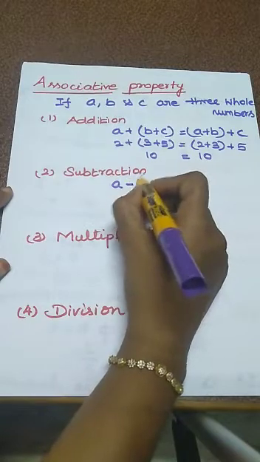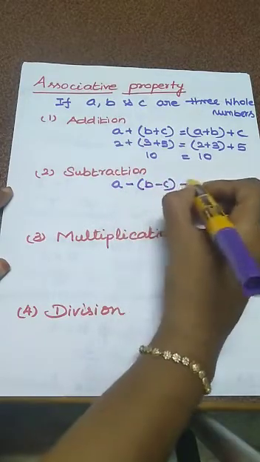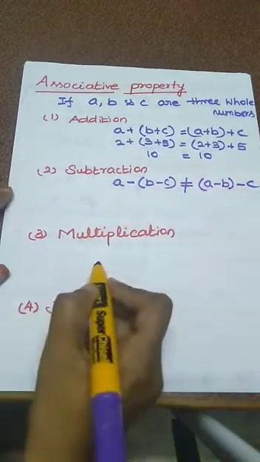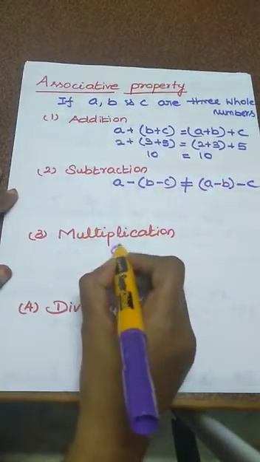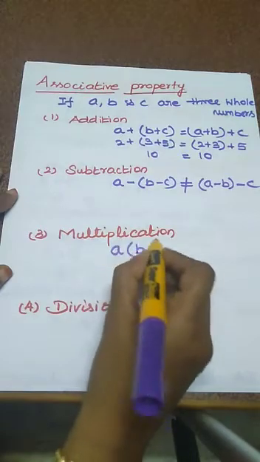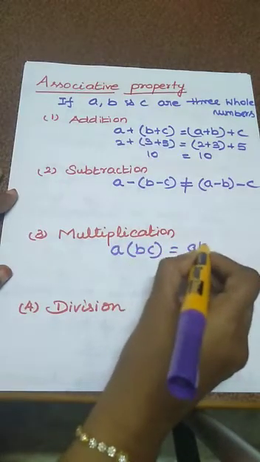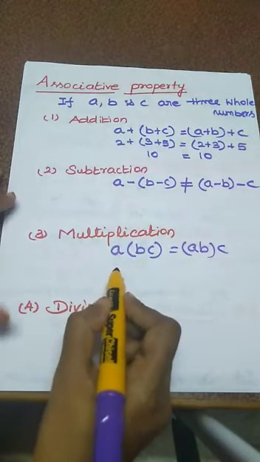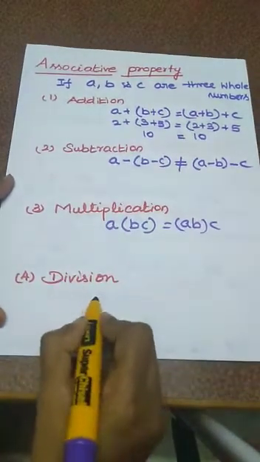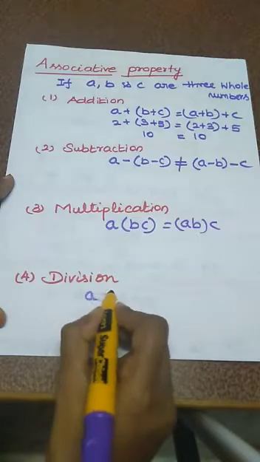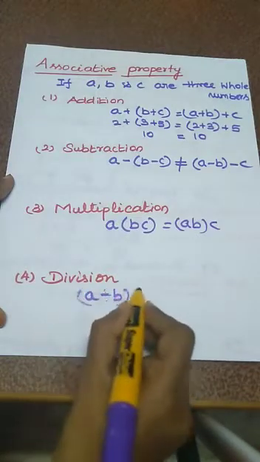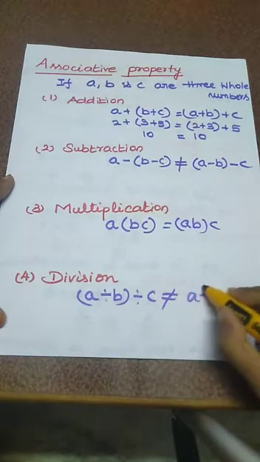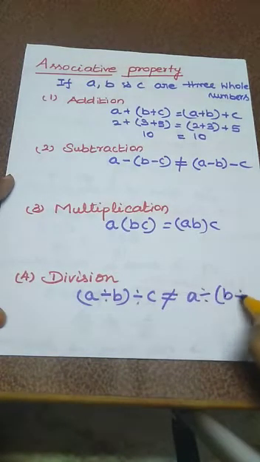A minus of B minus C is not equal to A minus B minus C. Okay. The next one, multiplication. A into B into C is equal to A into B into C. In multiplication, associative property is true. In division, it is not true. A by B by C is not equal to A by B by C.